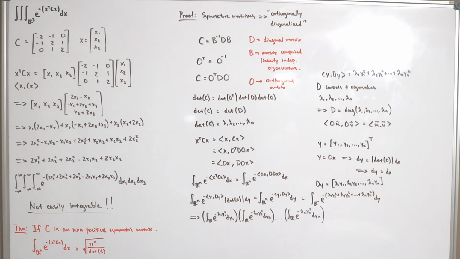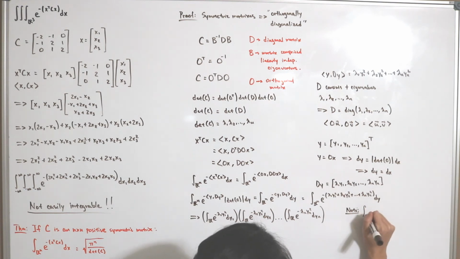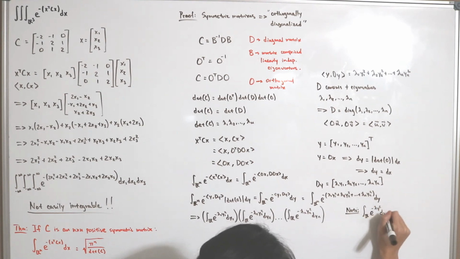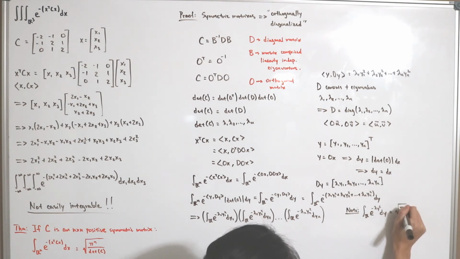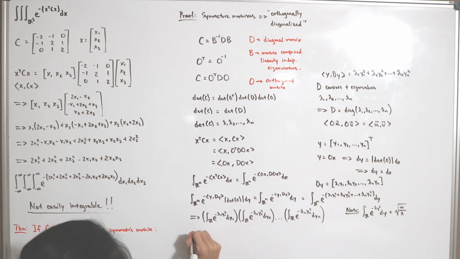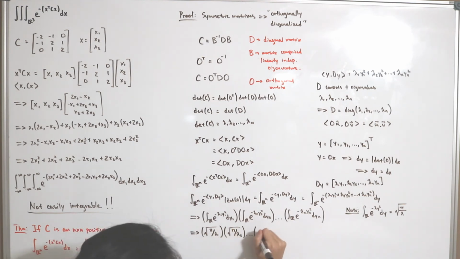And then here's the thing we want to note: we've seen this many times in my past videos that this is actually the same format as the Gaussian integral. So therefore, the Gaussian integral, the integral over the reals of e to the negative lambda y square dy, is just equal to the square root of pi divided by lambda. So we're going to use that. So therefore, this means that this is the square root of pi over lambda 1 multiplied by the square root of pi over lambda 2, all the way up to the square root of pi over lambda n.